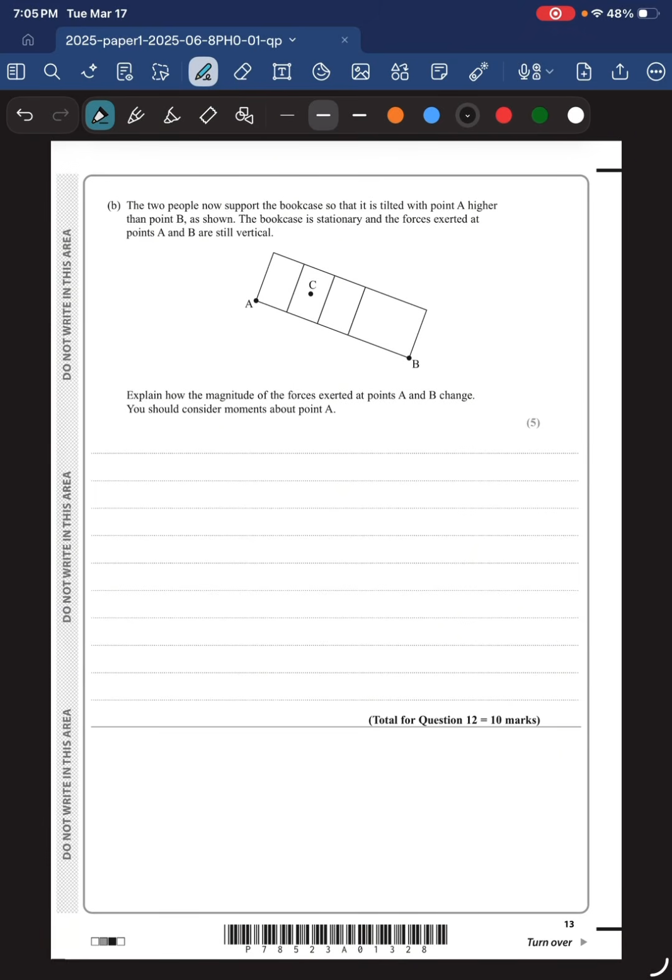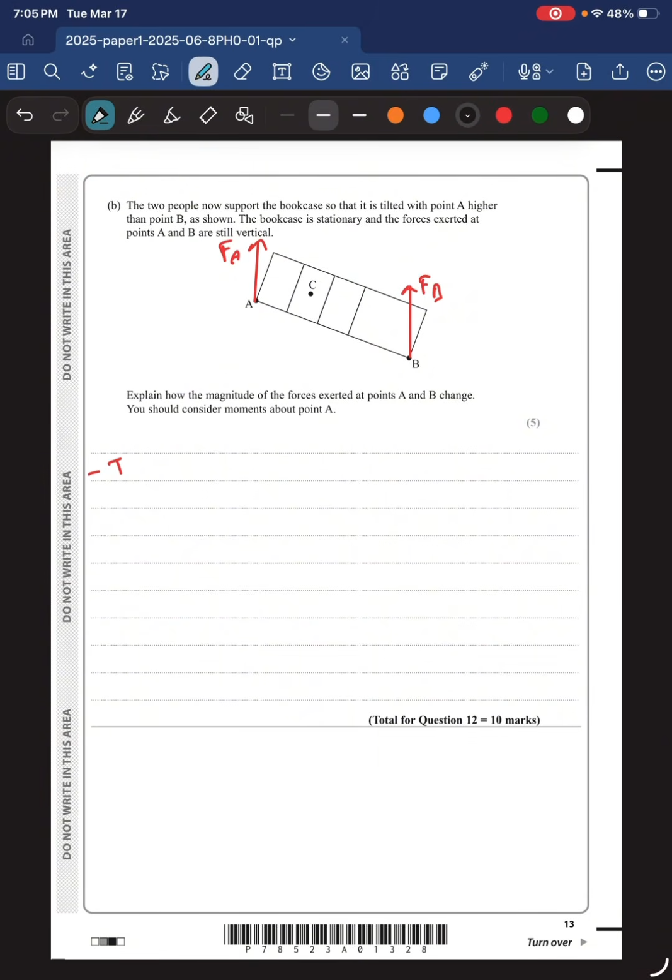Okay, part B. The two people now support the bookcase so that it is tilted with point A higher than point B as shown. The bookcase is stationary and the forces exerted at points A and B are still vertical, so they are like this. So this is FB and this is FA, trying to make it vertical. Explain how the magnitude of the forces exerted at points A and B change. You should consider moments about point A.